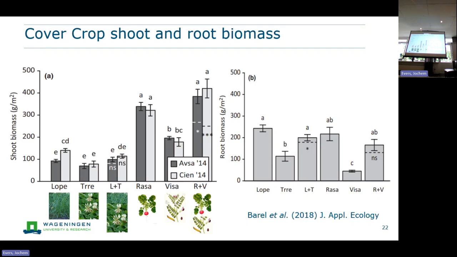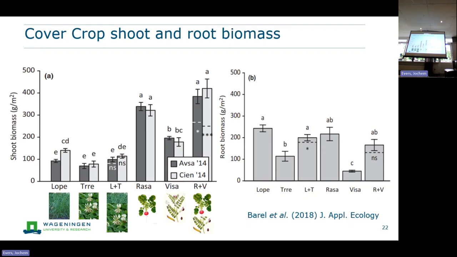Another thing we see here are these little stripes, and these stripes indicate our expected level based on these monocultures, so indeed averaging what is happening in the monocultures. Then we don't see overyielding in the grass-clover. But for radish-vetch, really combining those groups gives you a significantly higher yield than what you expect.